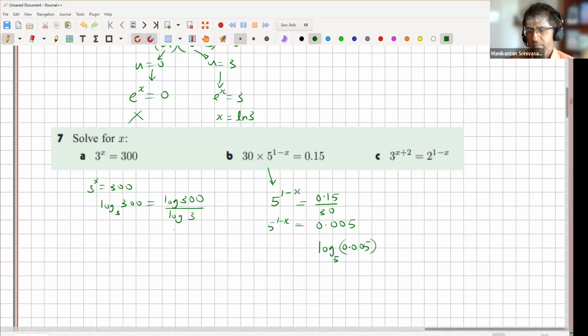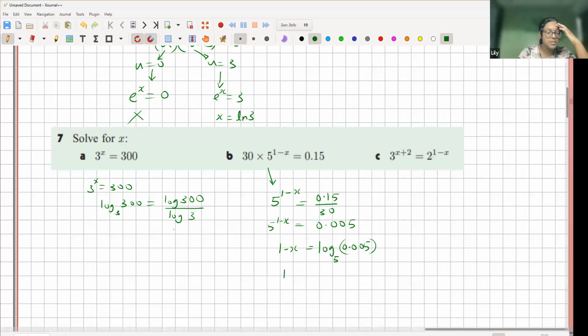Right, this would be 1 minus x. And this you can put on your calculator, log of 0.005 to the base 5. Because I haven't really used my calculator very much, I only know how to do it using base 10, which is why in the first one also I used.